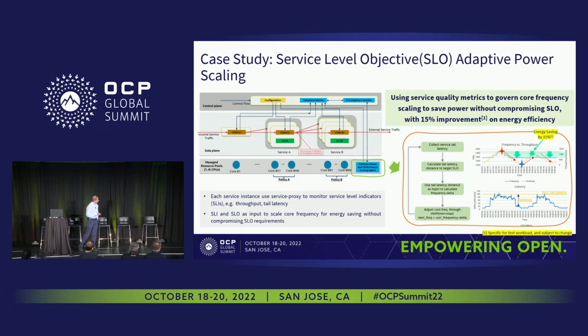These things here are the service proxies. They call them sidecars. Essentially, associated with every service, you have a sidecar that's acting as a collection agent for the telemetry corresponding to that service. This sidecar is for these two cores that are running this service, and so on. This allows us to collect the telemetry, and that telemetry allows us to do better sustainability.